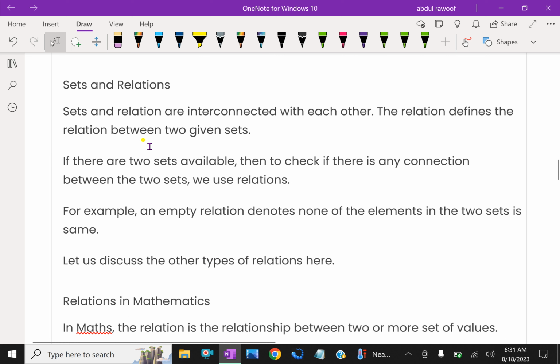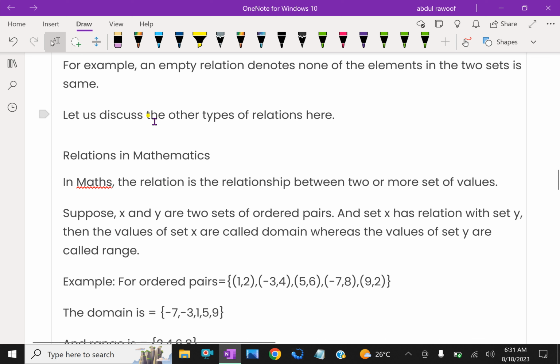Sets and relations are interconnected with each other. The relations define the relations between two given sets. If there are two sets available, then to check if there is any connection between the two sets, we use relations. For example, an empty relation denotes that none of the elements in the two sets is the same. If there are no elements in a set, it's called a null set, and the relation between two null sets is the same null relation. Let us discuss the other types of relations in mathematics.